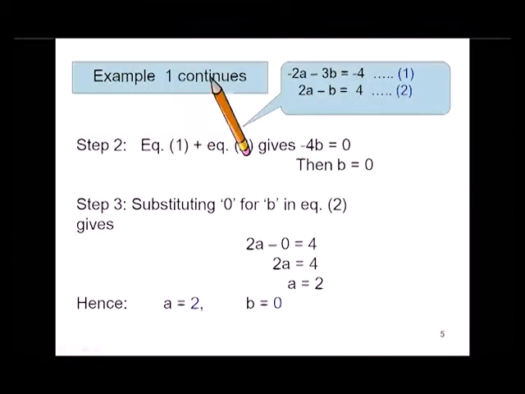Example 1 continues. Step 2. Equation 1 plus equation 2 gives negative 4b equals 0. Then b equals 0. Step 3. Substituting 0 for b in equation 2 gives 2a take 0 equals 4. 2a equals 4. a equals 2. Hence, a equals 2, b equals 0.